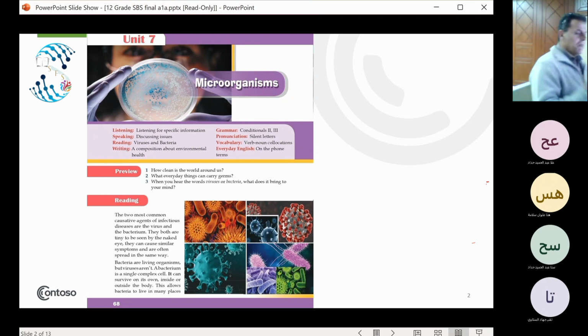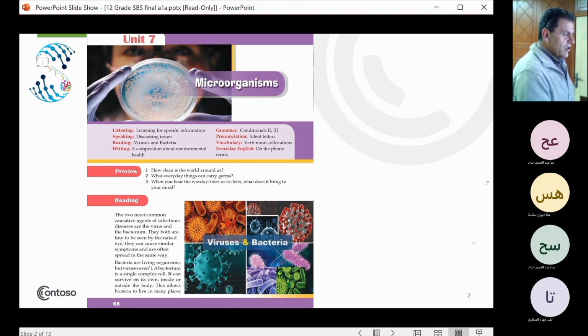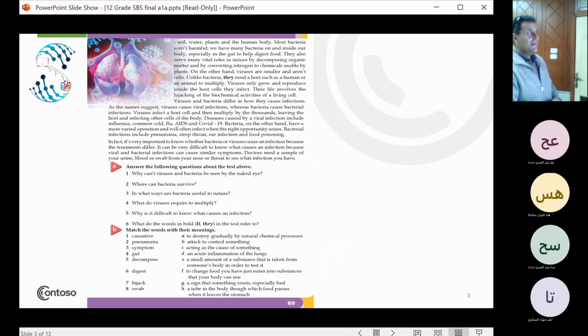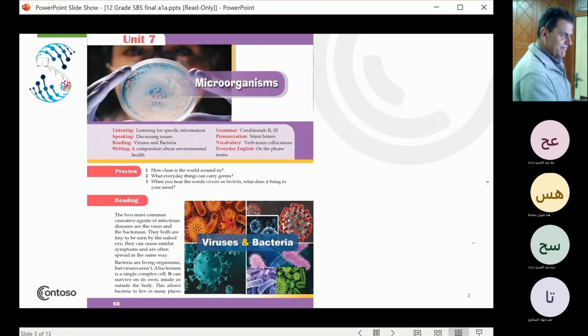As you can see, micro means very small. Today we are going to deal with microorganisms. What are microorganisms? We are going to talk about viruses and bacteria, as you can see from the pictures. Viruses and bacteria. Okay. First of all, we are going to start with viruses and bacteria.